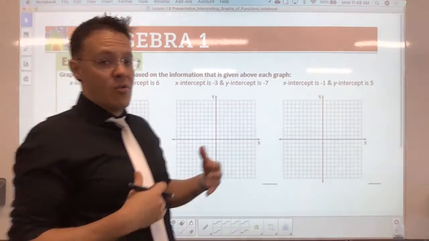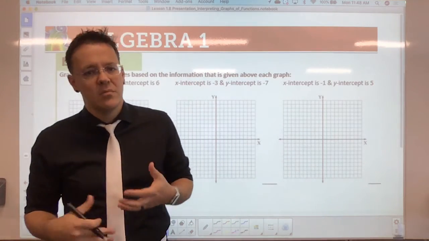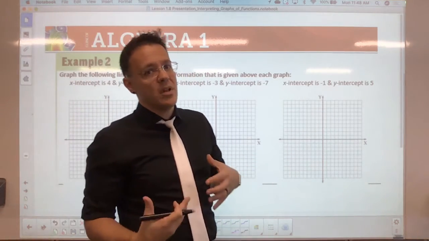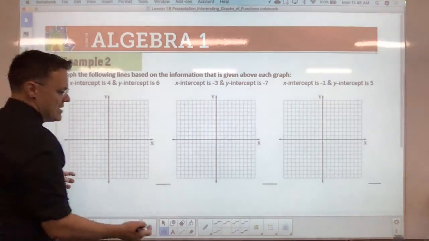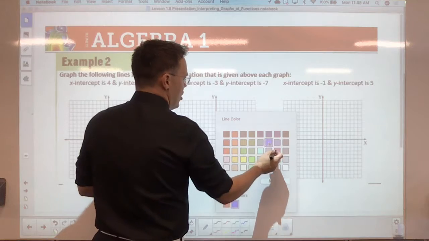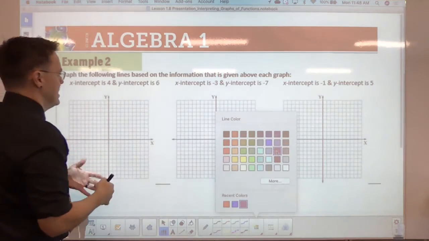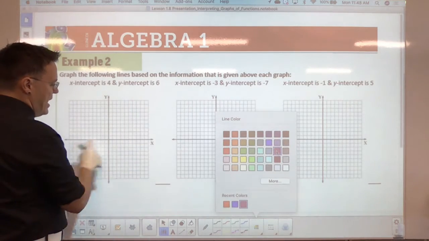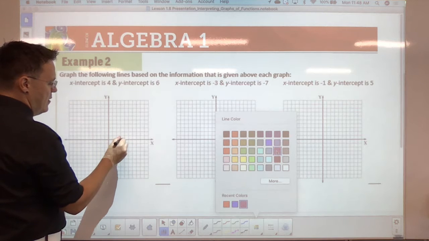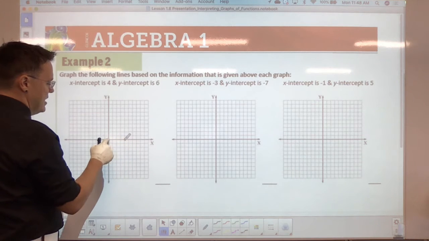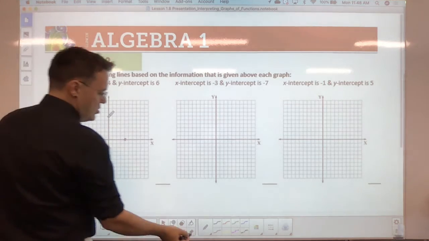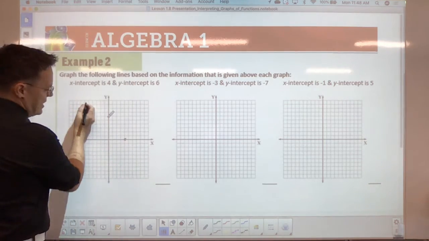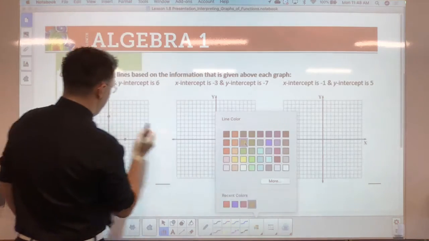Now I want you to graph some things. Simple enough, but some of you may be struggling with the graph concepts. It's the same thing: I give you an x-intercept and a y-intercept, and all you have to do is plot the points and connect the dots. X is 4, so 1, 2, 3, 4. My y is 6, 1, 2, 3, 4, 5, 6. And then all you would do from there is connect the dots. So now you graph the points.